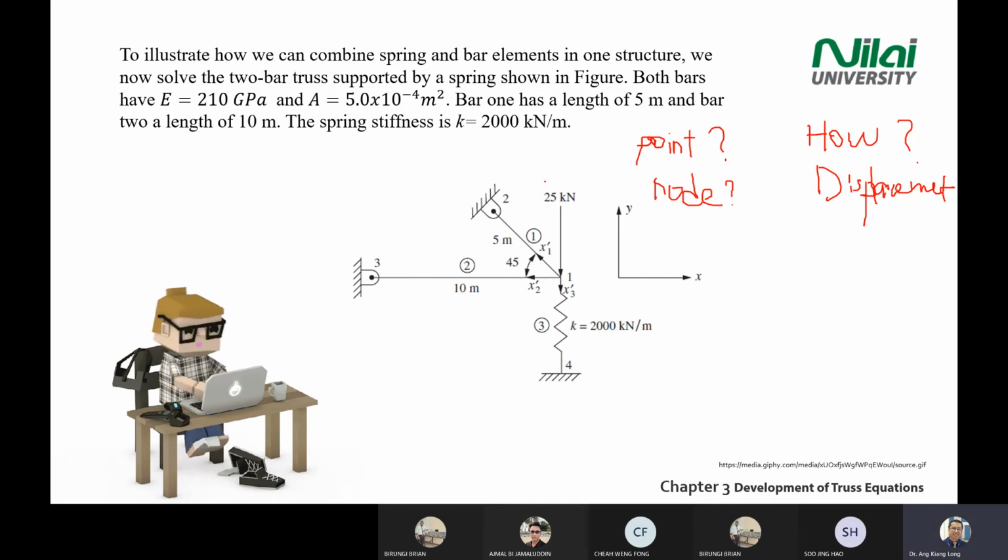I'll give you maybe 10 more seconds to look at the diagram. First question, how many nodes are there? How many points do you need to focus on? Second, after you get the points, answer this question: how many displacements do you need to solve? Or at least in your answer, you'll be seeing how many U, V, or even W in your solution.